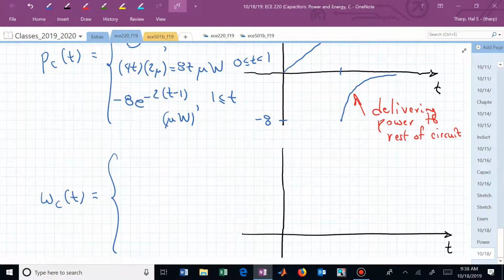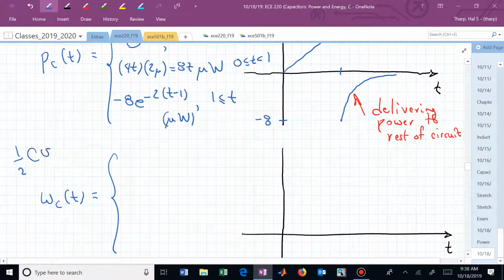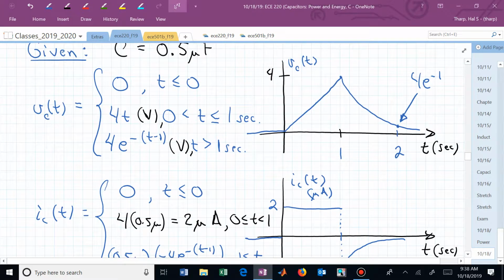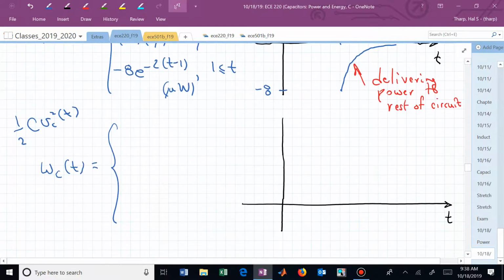And what's energy? Instead of worrying about trying to integrate power, let's just use 1/2 c v sub c squared. We have the v sub c. Let's just use that expression. This is now 1/2 c v sub c squared of t. We can go back to our original v sub c and square that, keeping the c involved. We have 0 for the first segment. We have 1/2 c, which was 0.5 microfarads, times v squared.